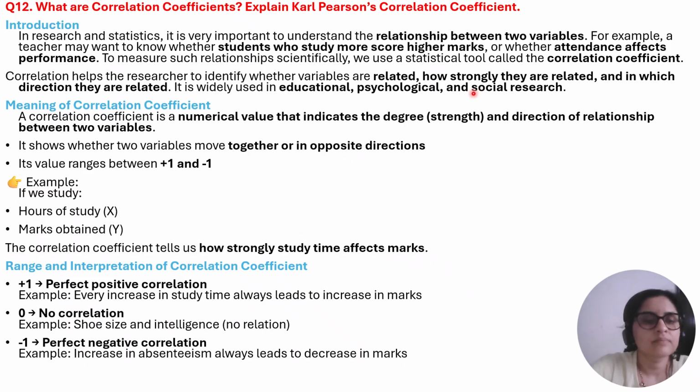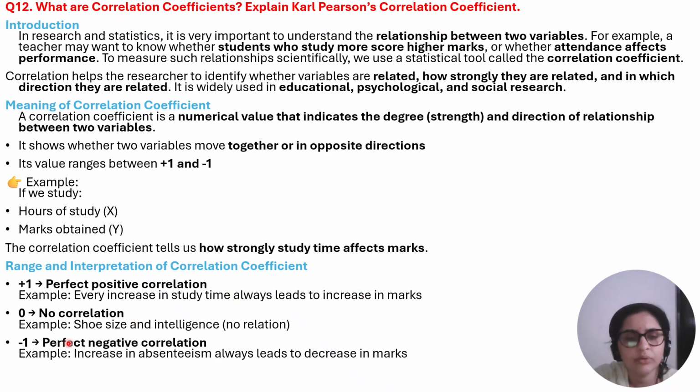Okay. Range and interpretation of correlation coefficient. So we have said that the range is between +1 and -1. What is +1? It is perfect positive correlation. That means both of them are positive. Let us see an example. Every increase in study time, like increase by 1 hour, 2 hours, 3 hours, will lead to increase in marks. That is, it is going in the positive direction.